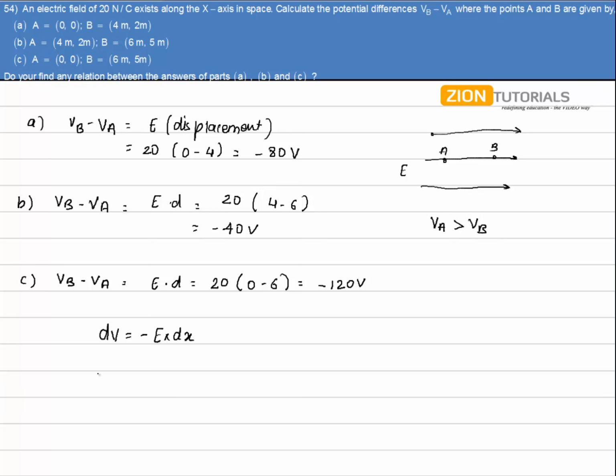dx. Here dV is my change in potential, E is electric field, and of course dx is displacement in the direction of electric field.